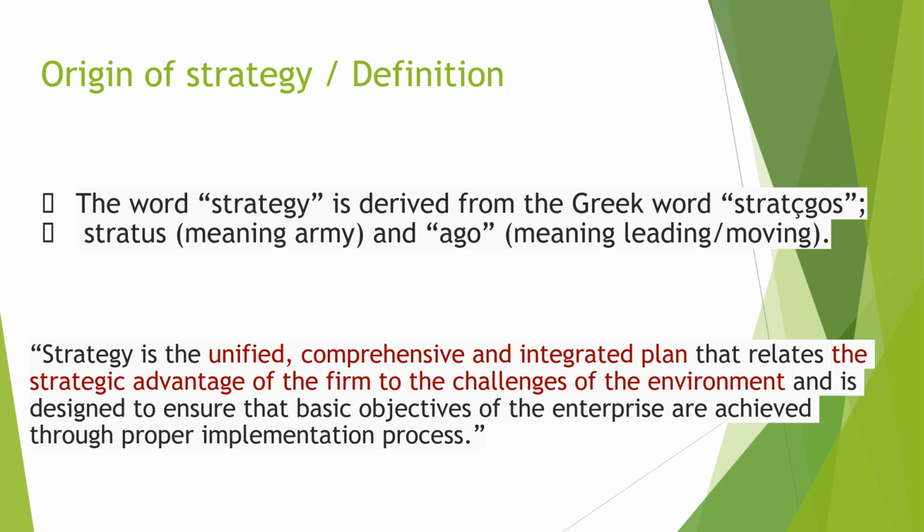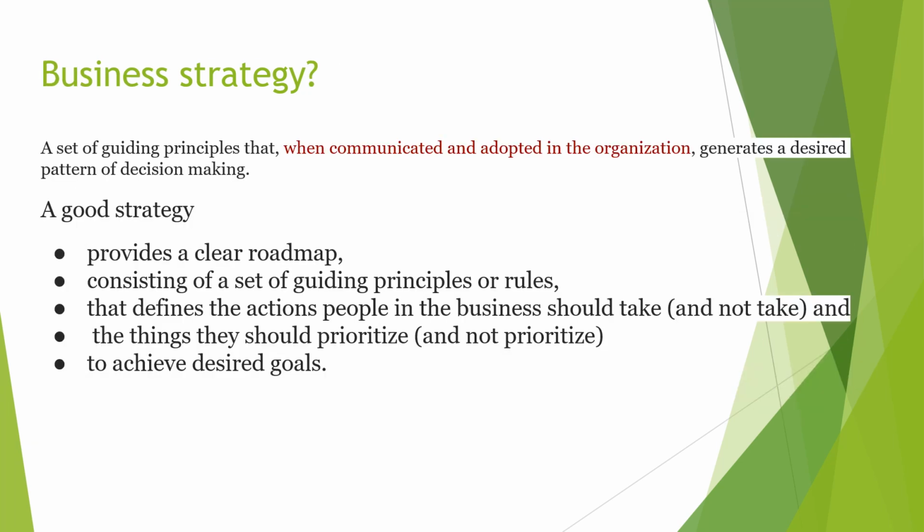So the overall definition, it's indirectly or directly working on all the phases of the entire business, whether it is a planning stage or implementation stage or reaching out to the customer, everywhere this strategy is important. Then only the overall business will get major success. So let's talk about the business strategy definition. As I said earlier, it is a set of guiding principles that, when communicated and adopted in the organization, is going to generate a desired pattern of decision making. Which means it provides a clear roadmap consisting of a set of guiding principles or rules that define the actions people in the business should take, and the things they should prioritize to achieve the desired goals. So this is a good strategy. We should follow the guidelines so that we are able to create a better business strategy.